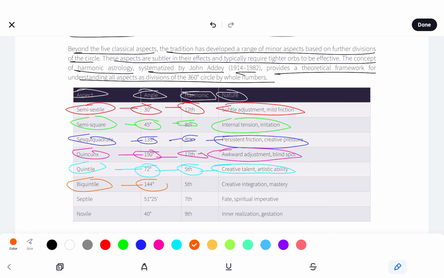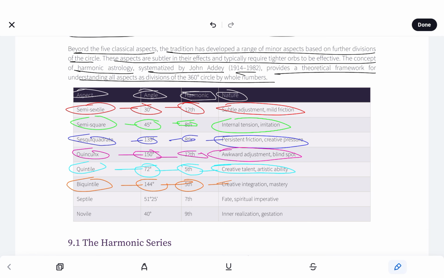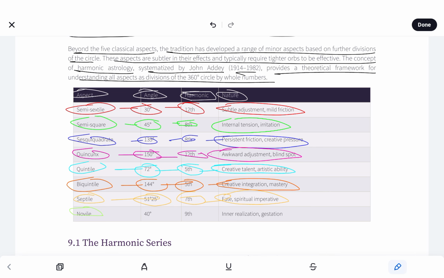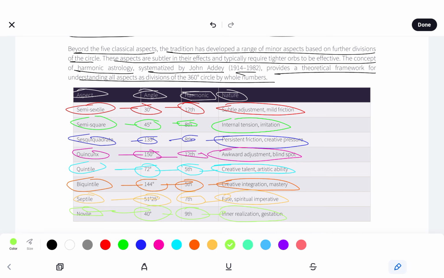Biquintile, 144 degrees, 5th harmonic: creative integration, mastery. Septile, 51 degrees 26 minutes, 7th harmonic: fate, spiritual imperative. And novile, 40 degrees, 9th harmonic: inner realization and gestation.